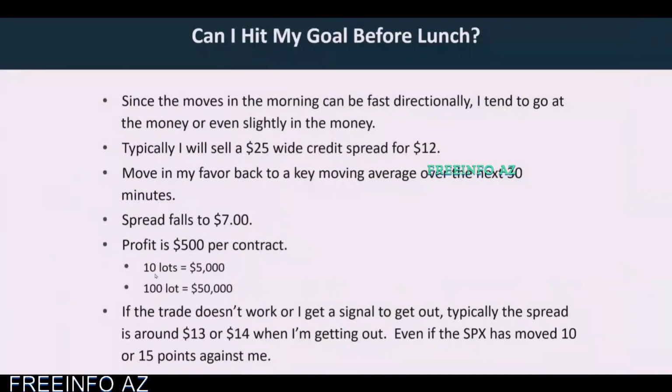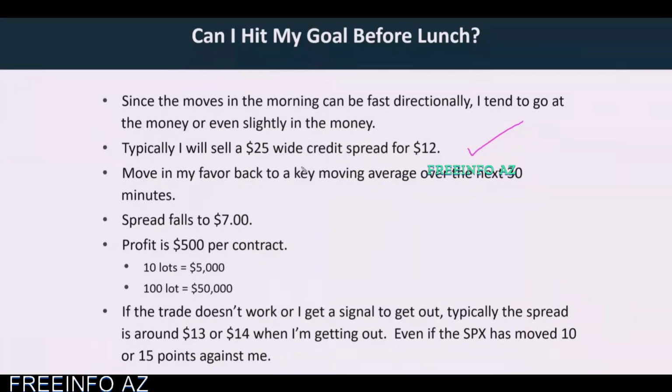Since the moves in the morning can be fast directionally, I tend to go at the money or even slightly in the money. And again, typically what I do is I sell a $25 wide spread for 12 bucks. If you've got a smaller account, you can do $10 wide, you can do $5 wide.